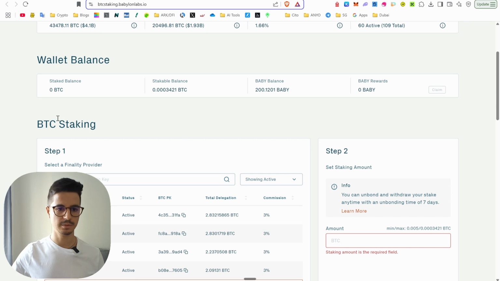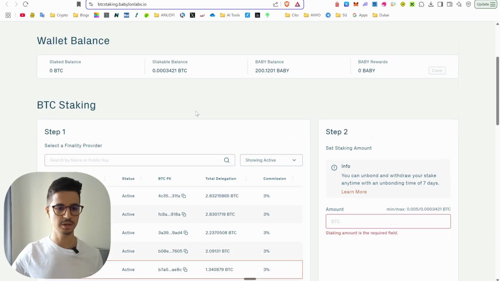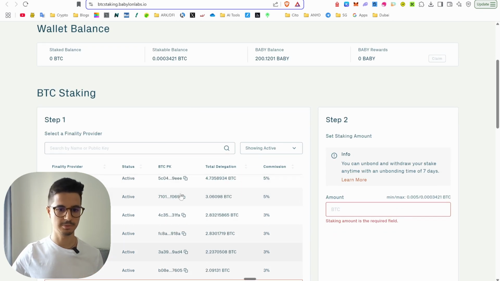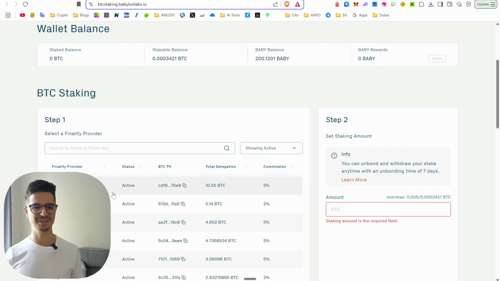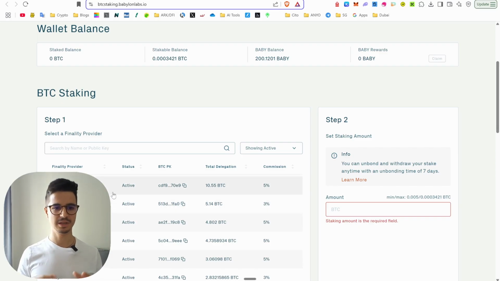So here, if you haven't staked Bitcoin before, you can do it here. So it's pretty straightforward. Here are all the finality providers. So you might ask, what are finality providers? Just think of finality providers as validators on proof of stake chains, but finality providers are like the validators on proof of work chains, in this case, the Bitcoin chain. So all the validators that validate on Babylon, they have to run a native validator on the Babylon chain and a finality provider on the Bitcoin side of things.